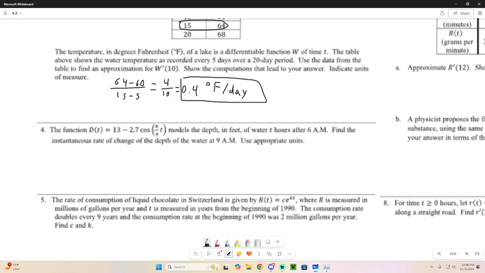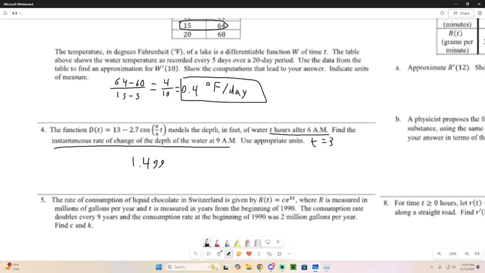Now we need to find what t is. What's the number we're plugging in? We want to find the instantaneous rate of change at 9 a.m., and t is the hours after 6 a.m. So 9 a.m. is 3 hours after 6 a.m., which means t is going to be equal to 3. So we take the derivative of this and we plug in 3. We can do that on our calculator, and we should get an answer of 1.499.